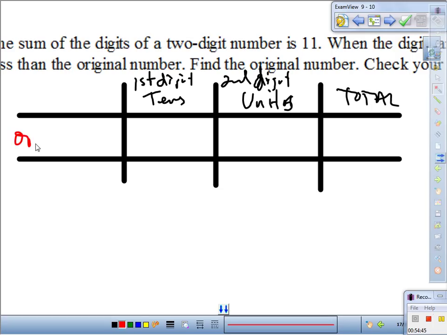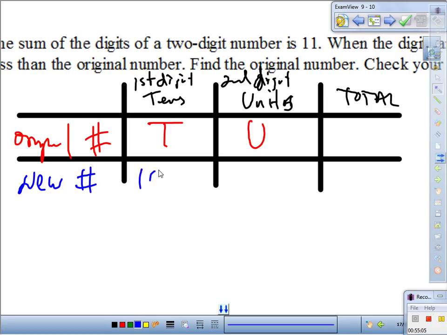What else doesn't change? Original number. What else doesn't change? New number. What else doesn't change? T and U. What else doesn't change? Hold on. I'm writing everything that doesn't change. 10U, T, and here 10T plus U and plus. Yeah, the equal is this bar right here.